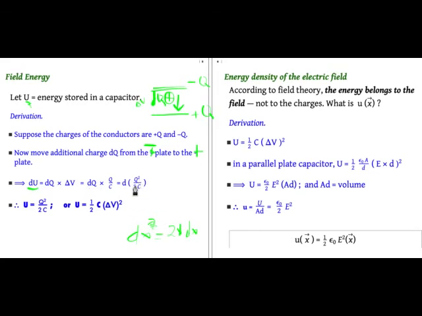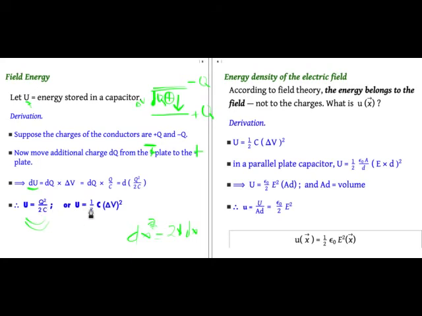Well, let's divide by 2, so the 2 will cancel, and I'll get Q dQ over C. So in other words, this change in the energy is the change of Q squared over 2C. And that tells you that the energy is Q squared over 2C. Now this tells you the change in the energy. But of course, if Q were 0, there would be no energy. There'd be no field between the plates if Q were 0. So if Q is 0, U has to be 0. The change in U has to be the change in Q squared over 2C. So U has to be Q squared over 2C.